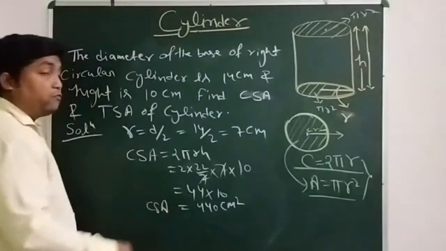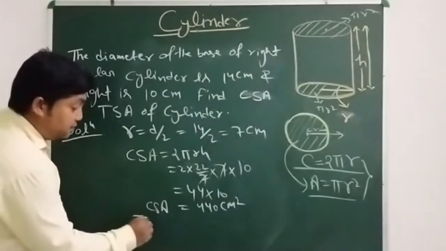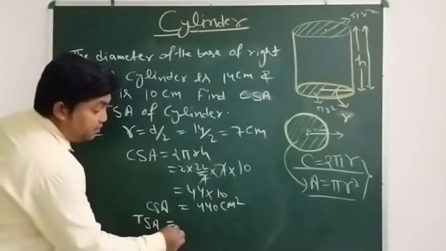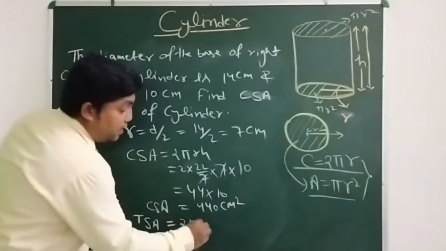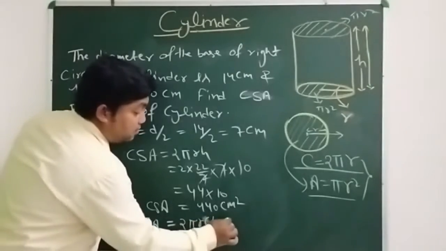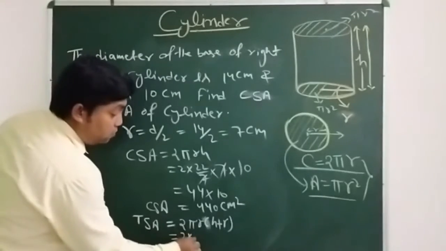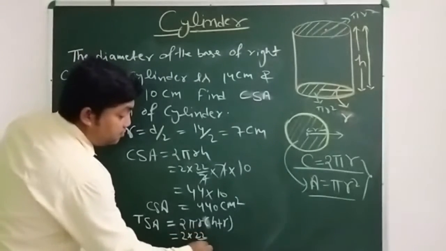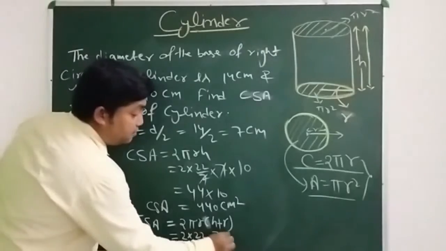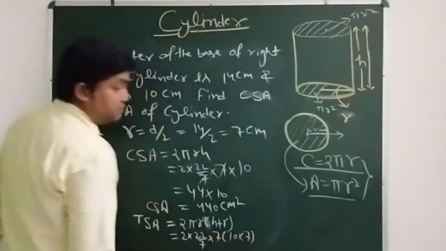And if we want to find the formula of the TSA, what is the TSA? We just find that 2 pi r h plus... okay, just put the values. So 2 into 22 upon 7 into radius 7 into height 10, radius 7.